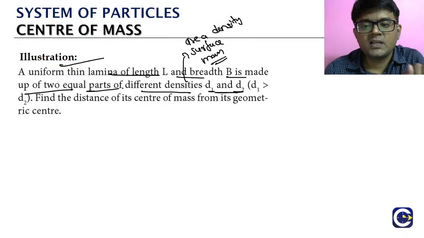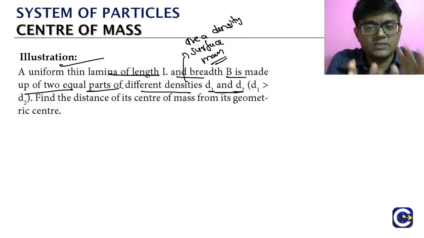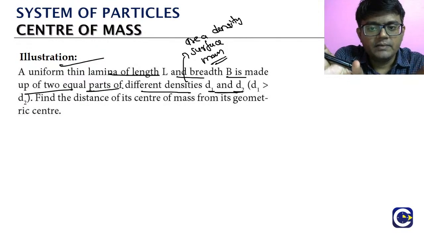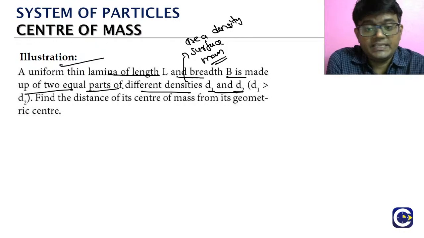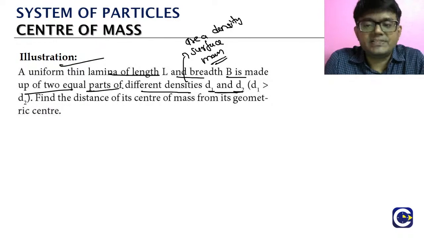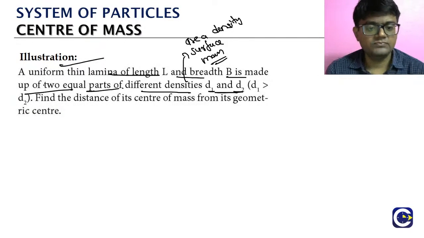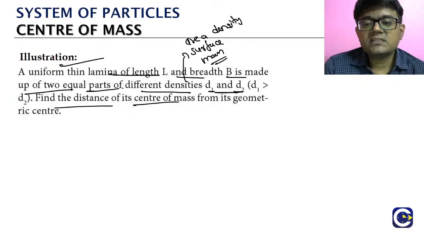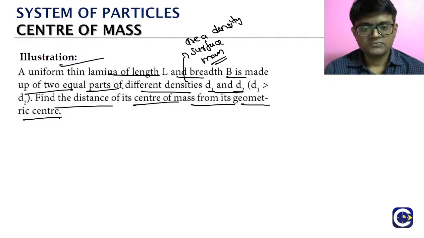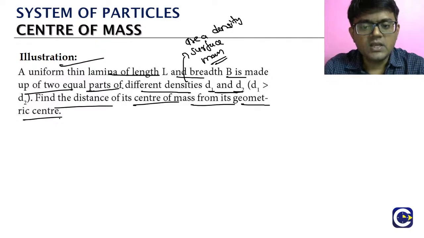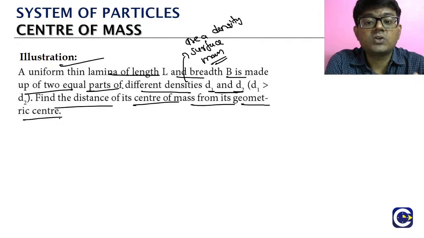Okay, different இருக்கா. So the parts are equal in terms of area, but they have different densities. ஒரு part density d1, another part is having a density d2. d1 is more than d2. Find the distance of its center of mass from its geometric center. அந்த ஆப்ஜெக்ட் ஓட geometric centerல இருந்து we have to find the distance to the center of mass.